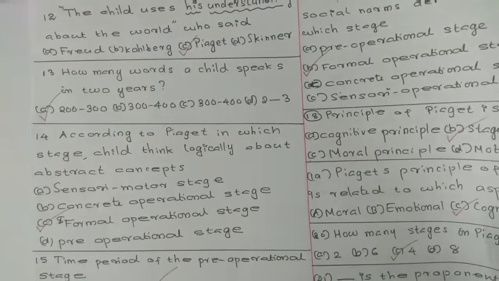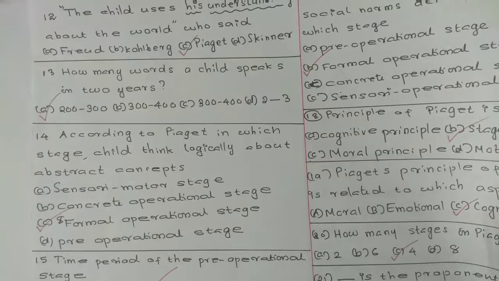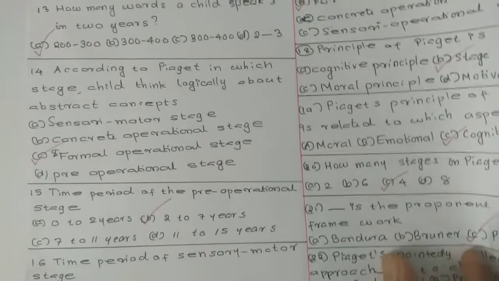Question number 14. According to Piaget, in which stage does a child think logically about abstract concepts? Option A, sensory motor stage, concrete operational stage, formal operational stage, pre-operational stage. So the answer is formal operational stage.